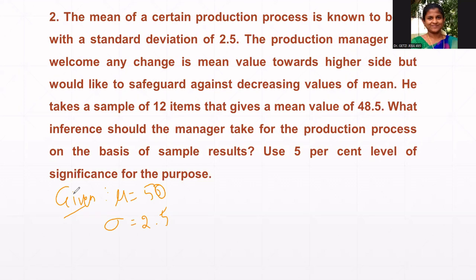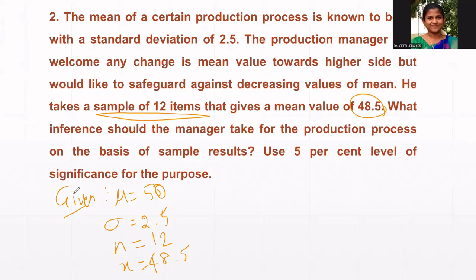The production manager may welcome any change in the mean value towards the higher side, but would like to safeguard against decreasing values of mean. So he's not convinced by a decreasing value of the mean. He takes a sample of 12 items, so n equal to 12. And he found that the mean value is decreasing, that is x bar is equal to 48.5. When he took 12 items, it is 48.5. So now, what is the inference? Should he believe the sample or go with the population mean?